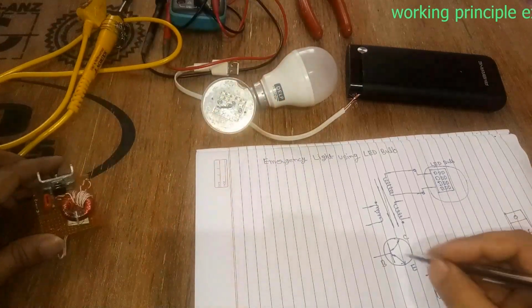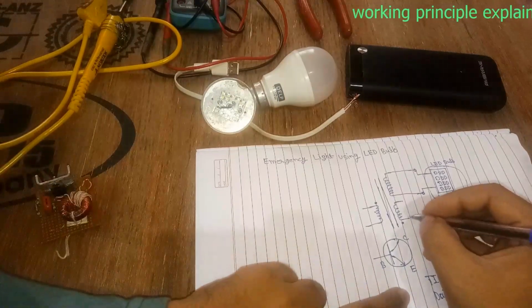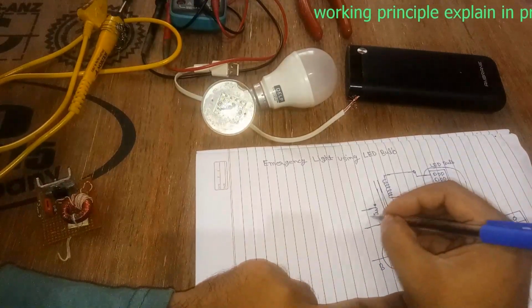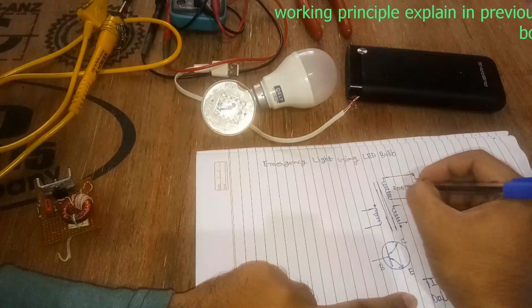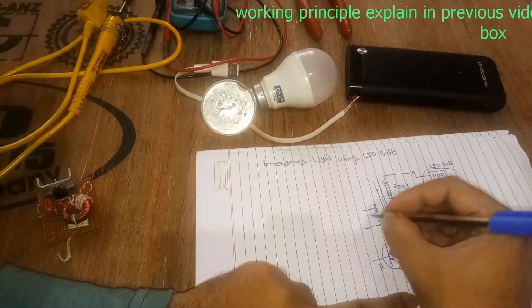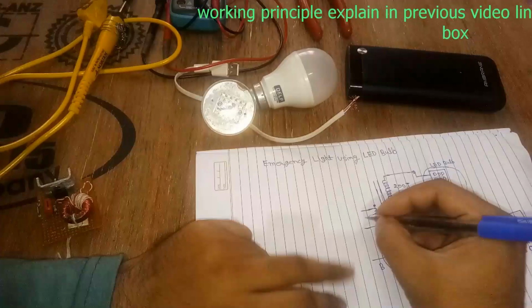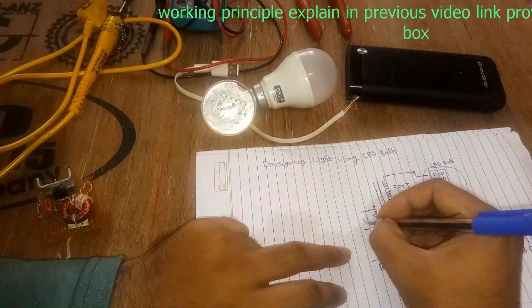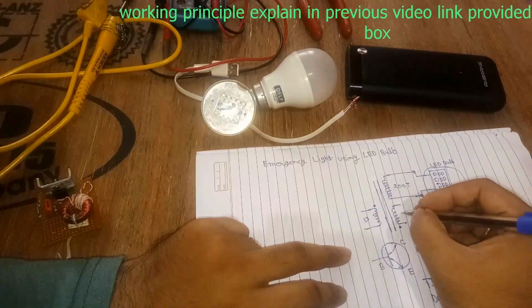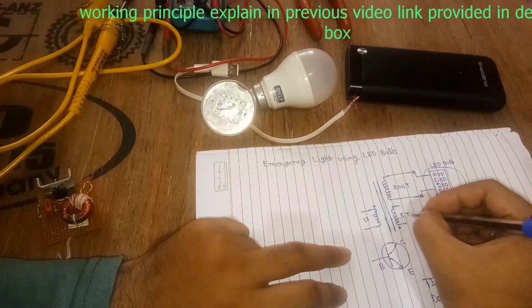So here we have connected, then I will use this. Here I have given approximately 200 turns. Here I have given some 13 turns. Here I have given approximately 5 turns.